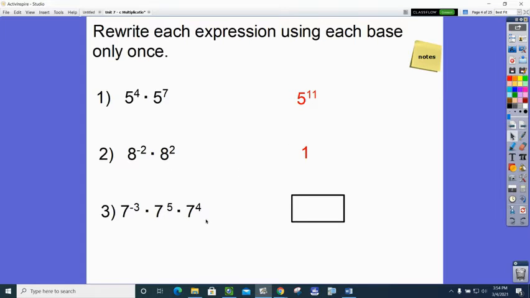Ooh, a whole bunch of 7s here. All a common base. Write your common base and see what you get on this one. So it should be 7. Negative 3 plus 5 would be 2, plus 4 would be 6, and it's 7 to the 6th power.